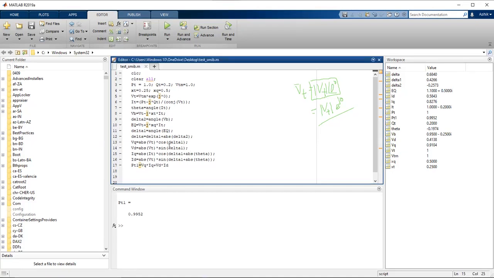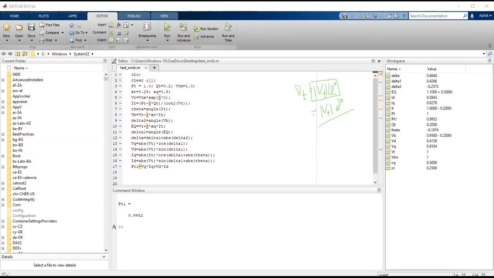VQ is VT cosine delta 1. So VD should be VT sine delta 1. That's okay. VB delta 1 plus absolute of delta 2 PT1 IQ. So absolute of IT, absolute of IT sine of delta 1 plus absolute of theta. That is the problem. Don't see any problem here. IT is theta, absolute of theta plus delta 1.